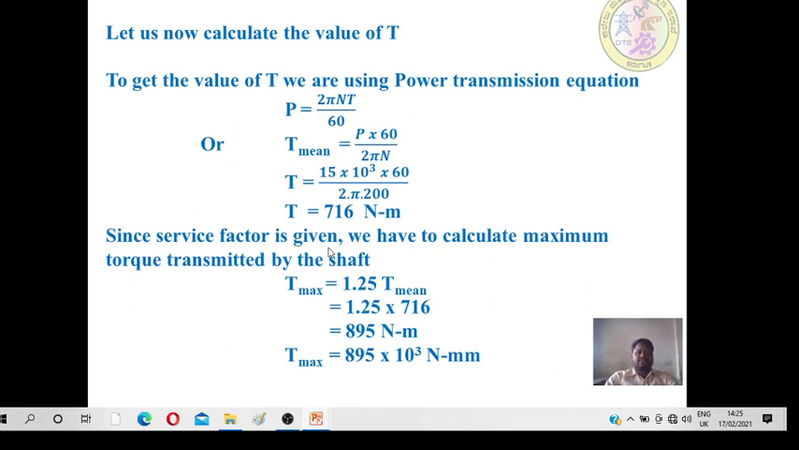Since the service factor is given, we have to multiply that to the T mean. Then we get the T max. So 1.25 into T mean becomes 895 Newton meter, and this is actually the T max. It is in Newton meter, but we need the value of torque in Newton millimeter because we are going to find out the diameter in millimeter. Therefore, T max equal to 895 into 10 to the power 3. That means 1 meter equals 10 to the power 3 millimeter. So this is the value of T max now.